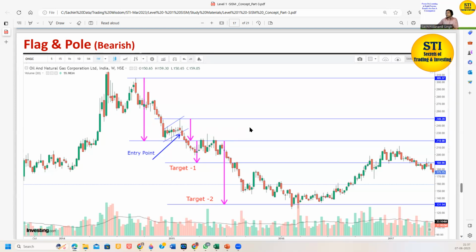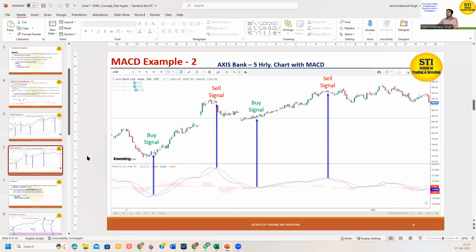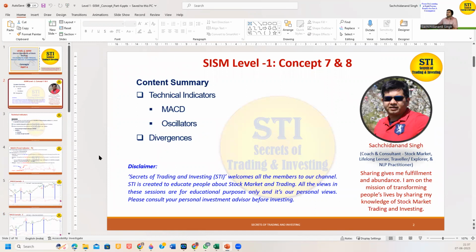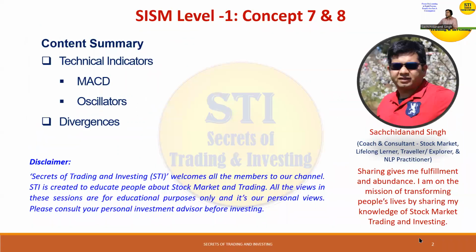Okay, so this was the concept in part three, and we are left with one more concept of part four, where we have discussed technical indicators and the divergence. The technical indicators have two parts. One was MACD and oscillators, and the second part is divergences.